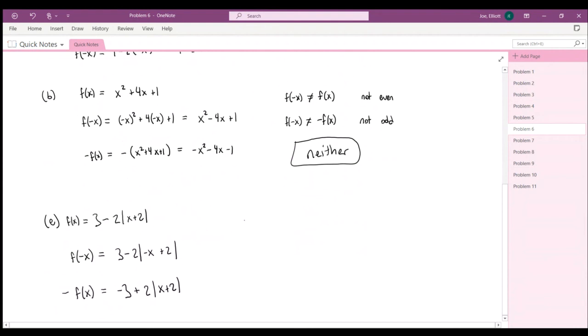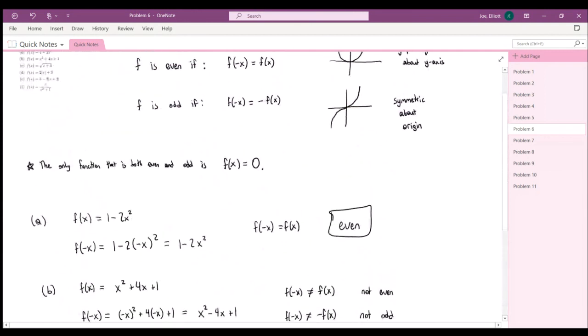All right, so comparing f of minus x and f of x, are these two equal to each other? No, they are not, okay. So it's not even. Is f of minus x the same as minus f of x? Okay, so also no. So therefore it would be neither even nor odd.